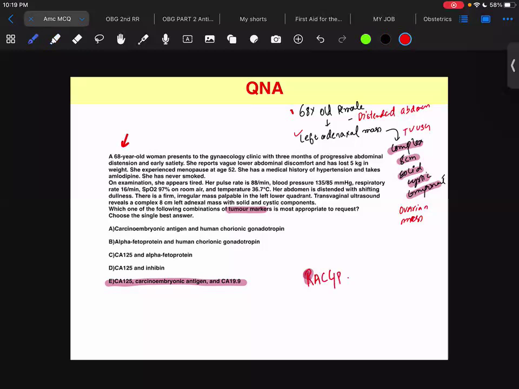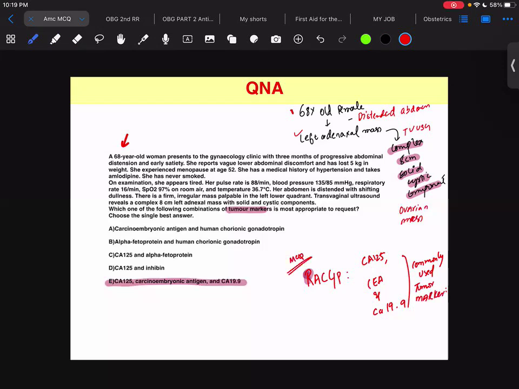According to RACGP, every patient who is having a suspected ovarian mass, suspected to be a malignancy, we should be checking three tumor markers. Number one, CA125, followed by CEA and CA19.9. These are the commonly used tumor markers, very important for your exam.